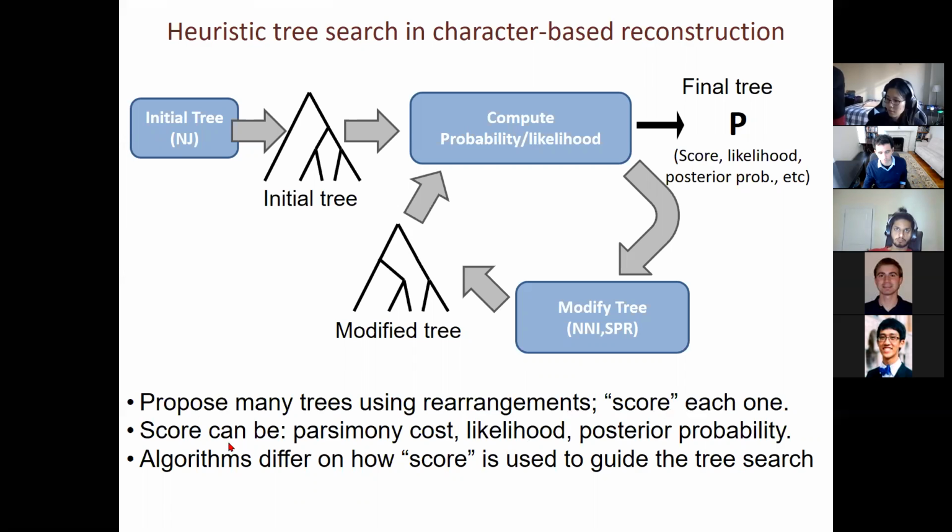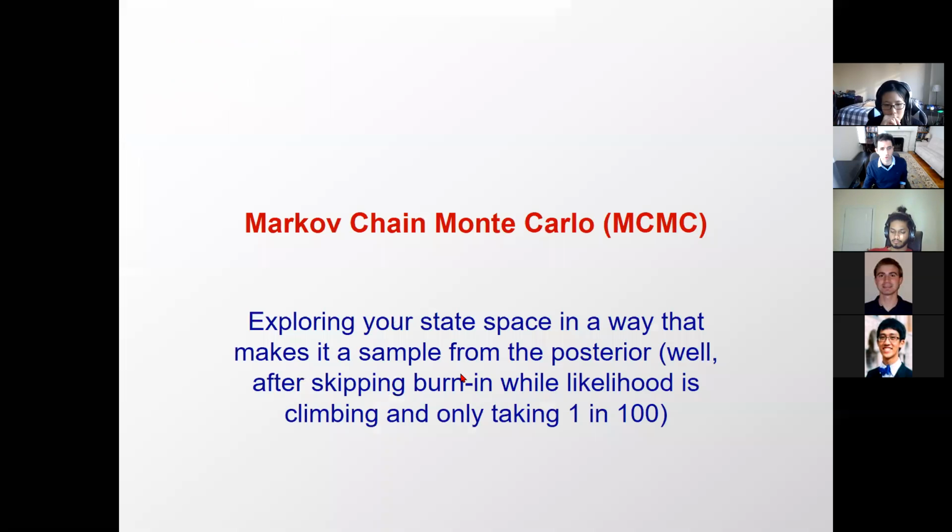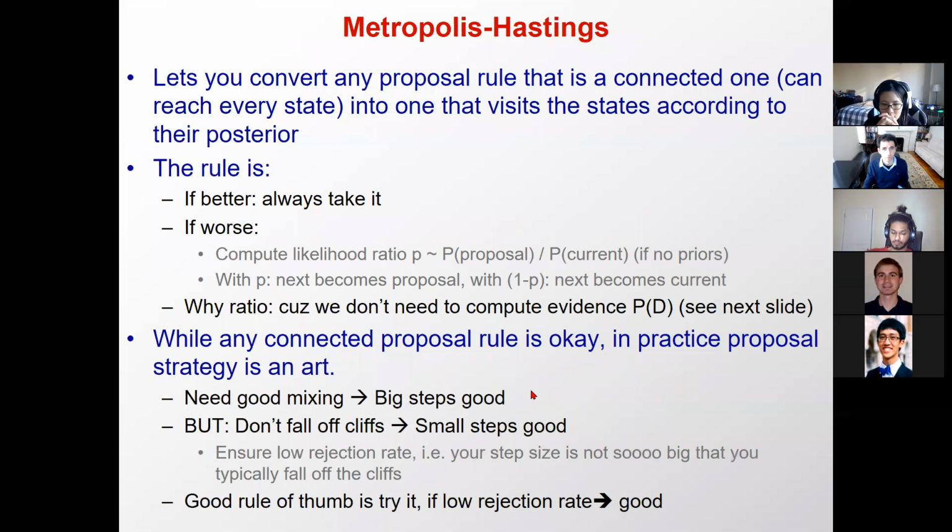We score each of them, and the score can be parsimony or likelihood or posterior probability. And the algorithms can differ on how the score is used to guide the tree search. So using Markov chain Monte Carlo, you can explore your state space in a way that makes it sample from the posterior after skipping some burn-in and only taking 1 out of 100 to make sure that the samples are independent of each other.